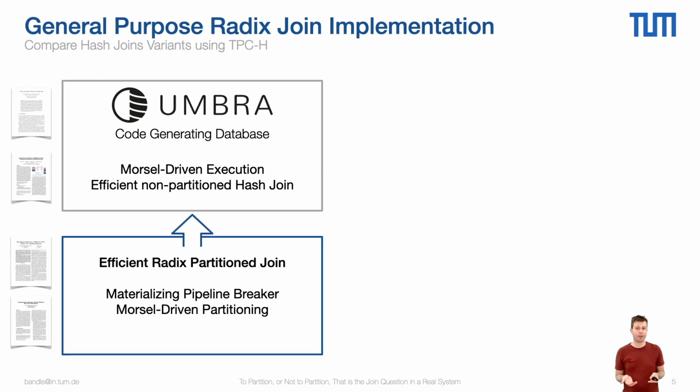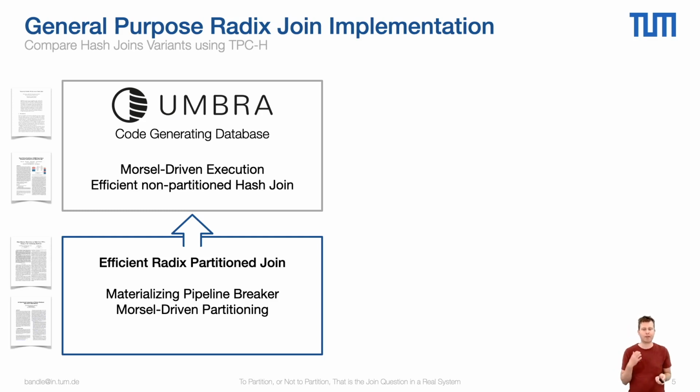Having both joins in the system means we can perform arbitrary SQL queries and then pick whether we want to join, for example, with an outer join using partitioning or non-partitioning. We also integrated it with our query nesting framework, so it's fully usable inside of the system.